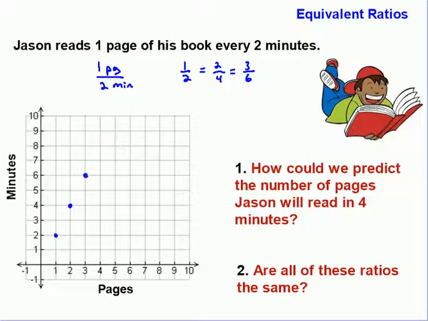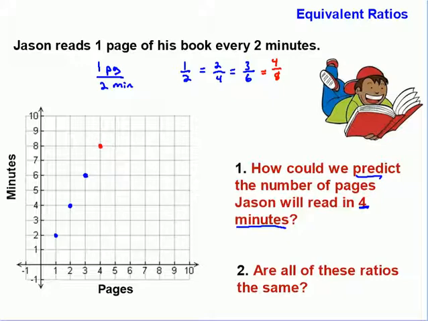Here's the question I have. Can you predict the number of pages Jason will read in 4 minutes? Now let's look up here. In 4 minutes, we'll go all the way up here. If it takes him 2 minutes to read one page, it's going to take him 4 times that amount, so that'll be 8. And he'll read 4 pages in that amount of time. So 1, 2, 3, 4 pages, and 2, 4, 6, 8 minutes.